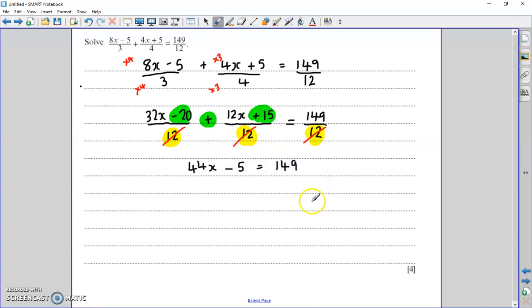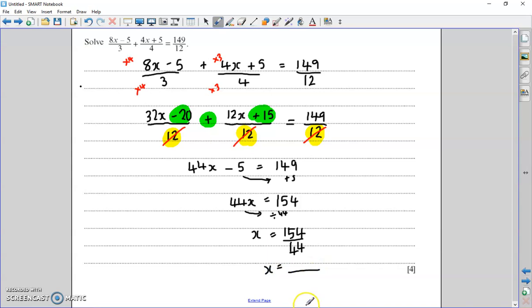And now it's not even a fraction question anymore. That's just a normal equation to solve. Bring the minus 5 over, add 5, 44x equals 154. I assume you'd have a calculator for this, because the next thing is to divide by 44. Now I don't have a calculator on me, so I'm just going to leave my answer like that. If I had a calculator, I'd work it out.